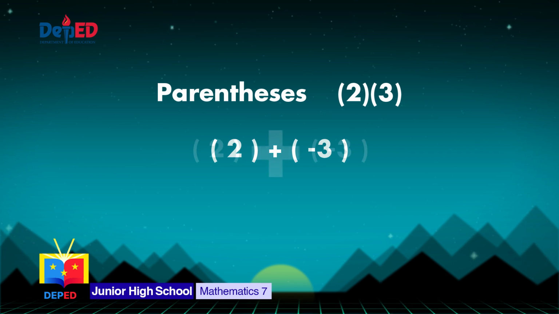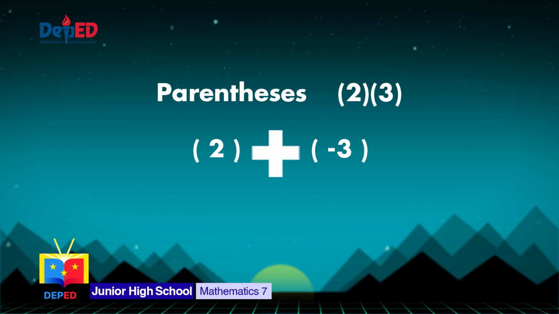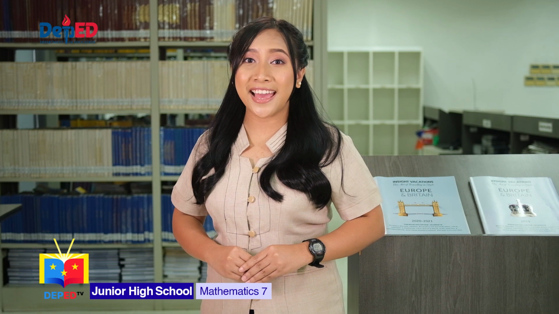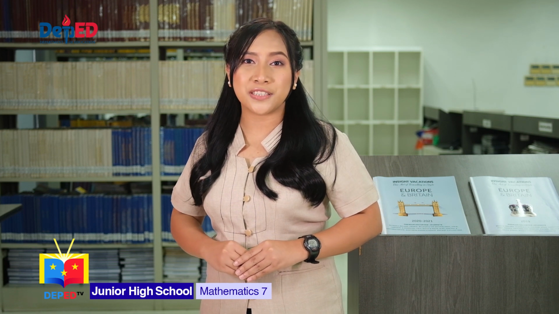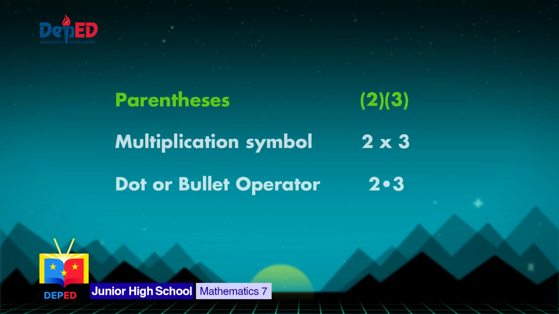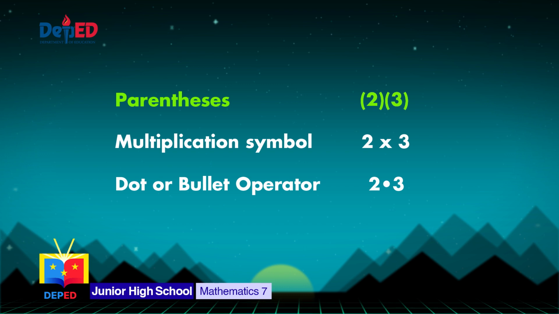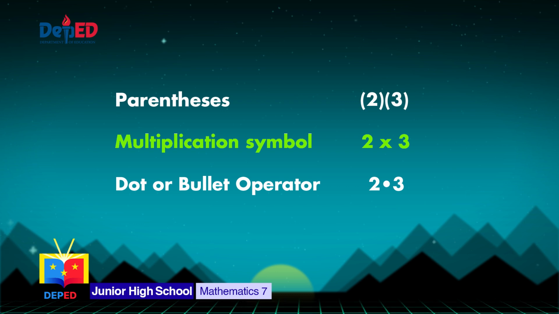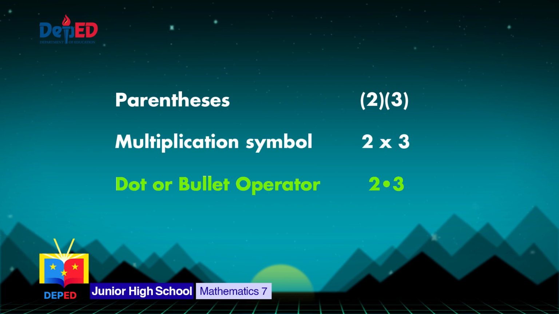Here, the operation is addition, not multiplication. Don't forget! We will multiply numbers enclosed in the parentheses if there is no operation between them. Did you get it? If so, then you are math galing! We can also use this multiplication symbol. And the last symbol used is the dot or bullet operator.